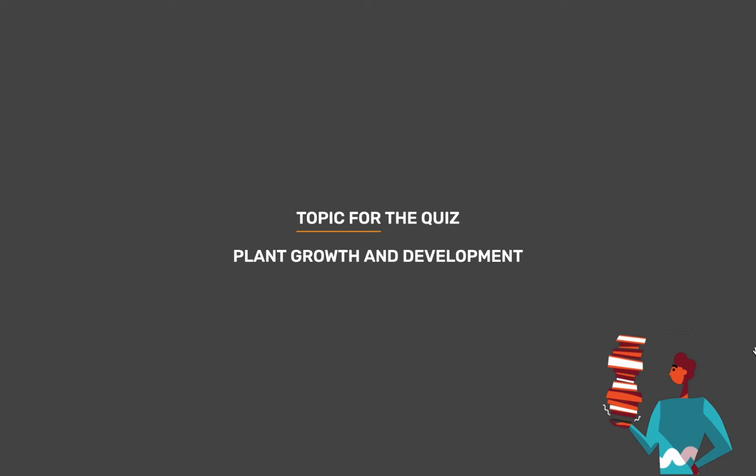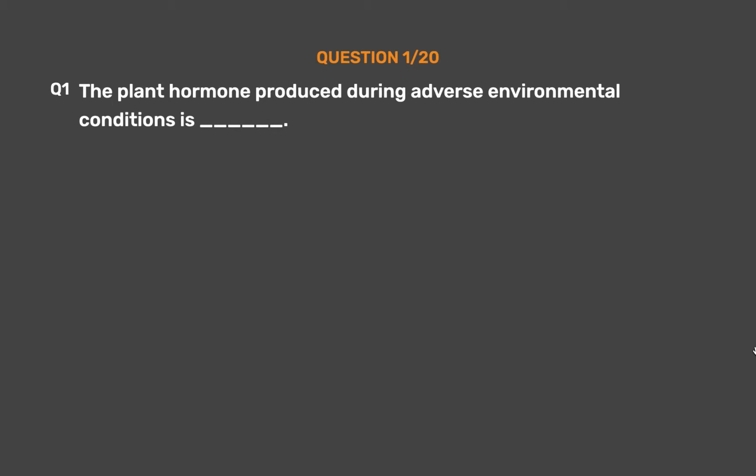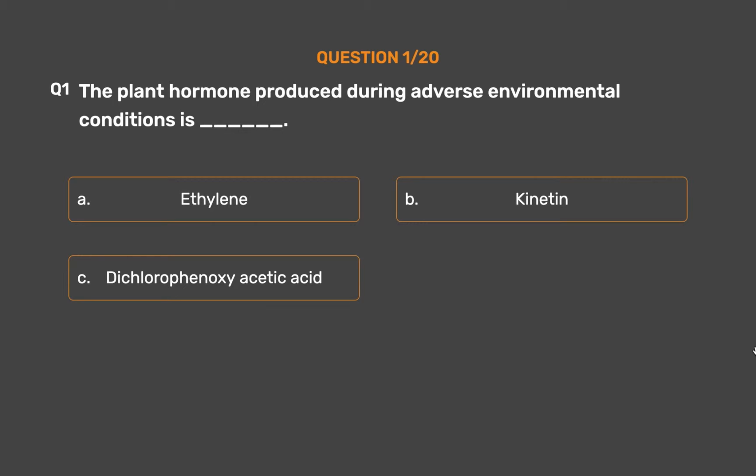Topic for today's quiz is plant growth and development. Question number 1. The plant hormone produced during adverse environmental conditions is _. Option A. Ethylene. Option B. Kinetin. Option C. Dichlorophenoxyacetic acid. Option D. Abscisic acid.